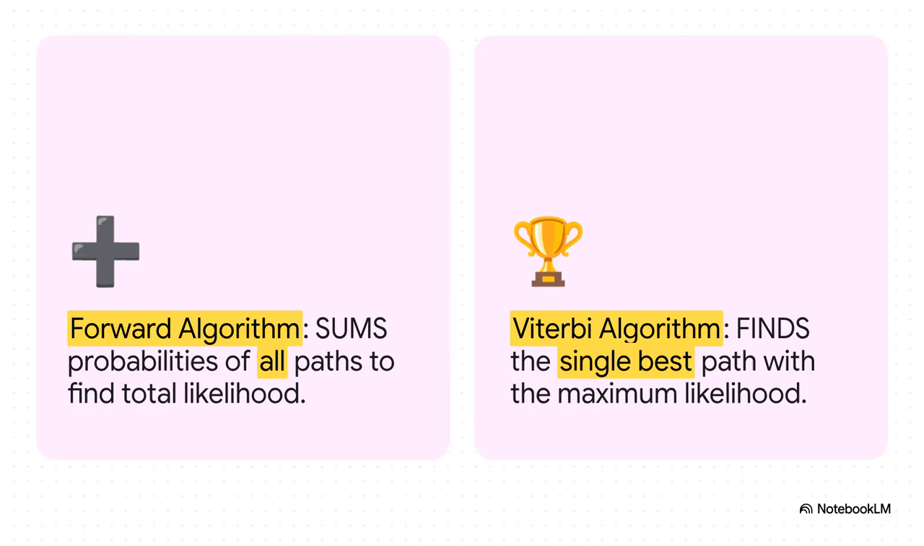And to do that, we need a totally different tool. See, the forward algorithm we just talked about, that was a sum problem. It was adding up the probabilities of all the possible paths to get a total. But to find the best story, we need to solve a max problem. We need to find the one path with the maximum probability. And for that, we bring in the Viterbi algorithm.